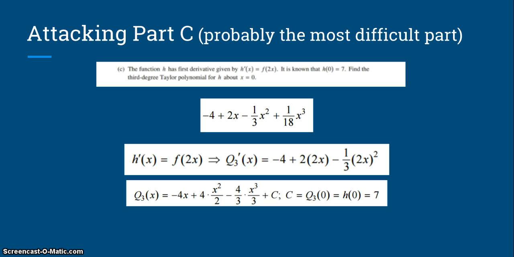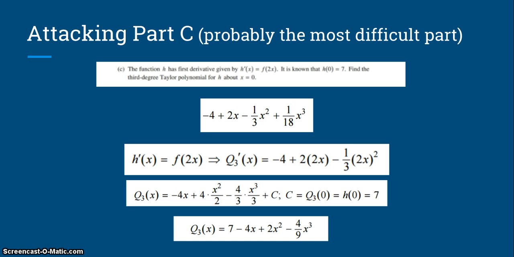We sub in h of 0 equals 7, the initial condition that was given to us in the problem. And voila, we have our third degree Taylor polynomial for h, which here is q sub 3 of x, which is 7 minus 4x plus 2x squared minus 4/9 x cubed.